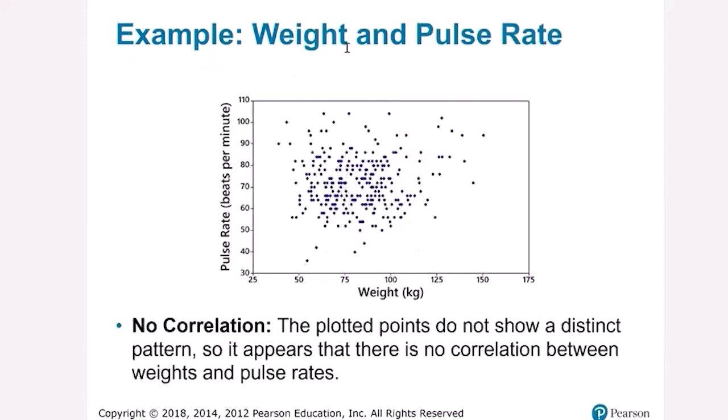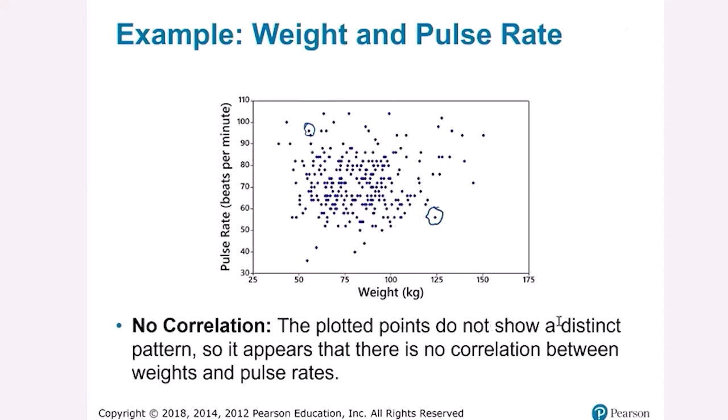This one is weight and pulse rate. We have weight on the x-axis and pulse rate on the y-axis. And if I pick a point, as my weight goes up, does my pulse rate go up? Well, not necessarily, because here's a high pulse rate with a smaller weight, and here's a smaller pulse rate with a bigger weight. It doesn't seem to be going in any direction. It is just spread everywhere.